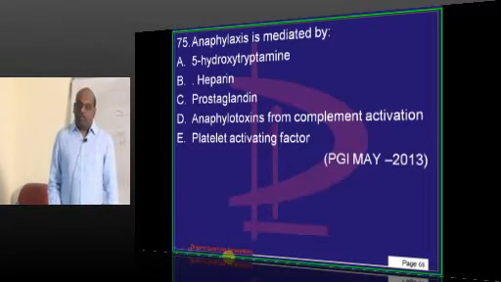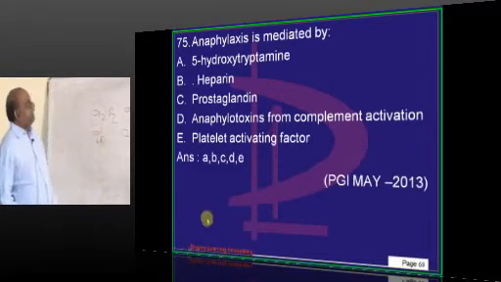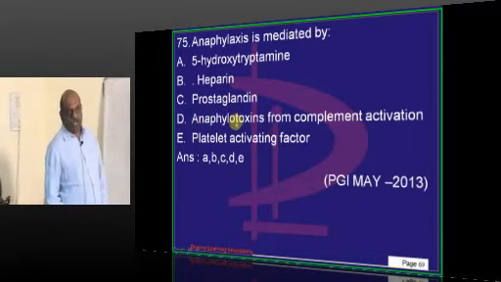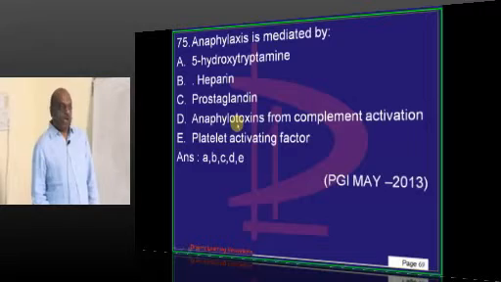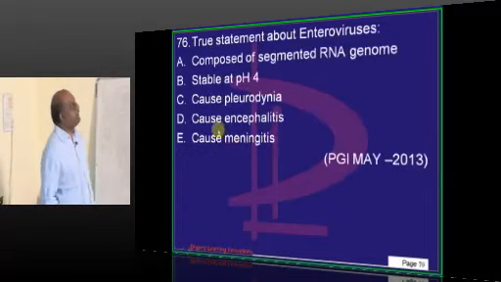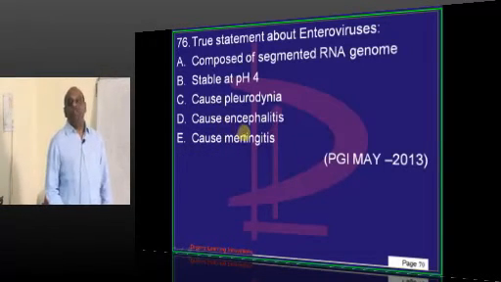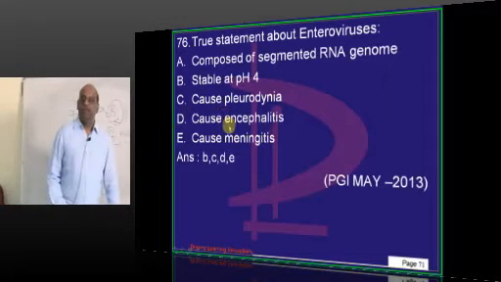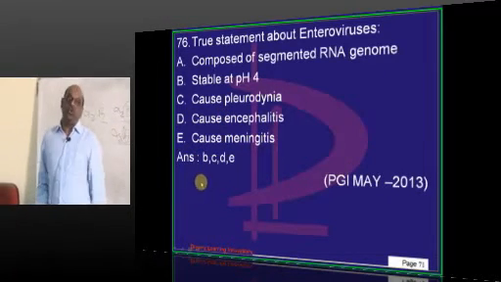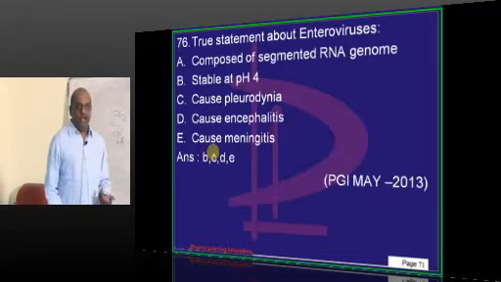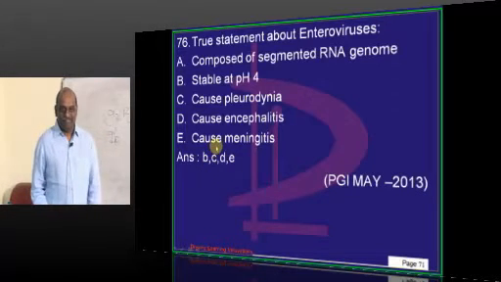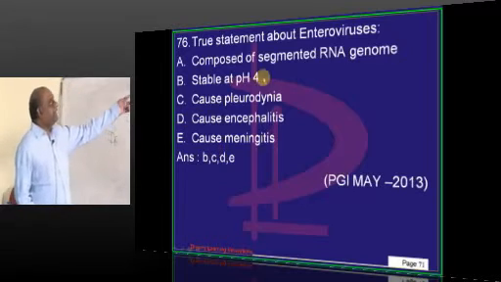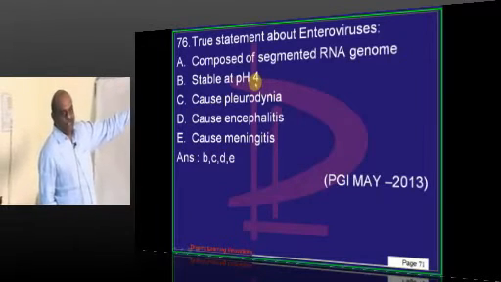Then what mediates anaphylaxis? 5-hydroxytryptamine, heparin, prostaglandin, anaphylatoxins in the complement system. Platelet activating factor also is called anaphylaxis mediating substance. Coming to the enterovirus, it is stable at a pH of 4. That is the reason it is able to survive in our gut. If it is unstable, it won't survive in the gut, common sense. So it is option B.